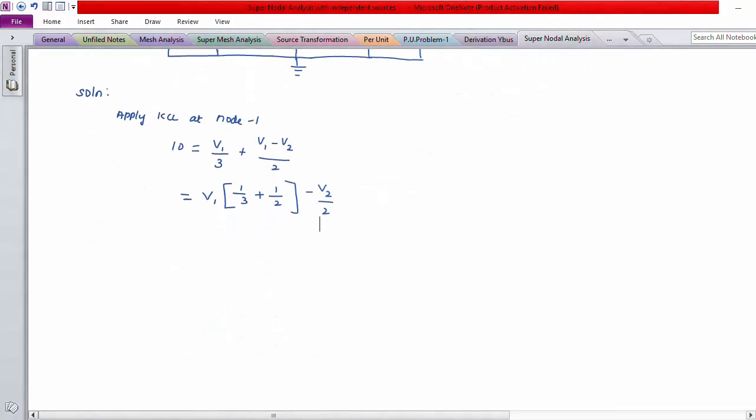We get 0.83 V1 minus 0.5 V2. So in terms of simultaneous equation format, we can write 0.83 V1 minus 0.5 V2 equal to 10. Take this as equation number 1.